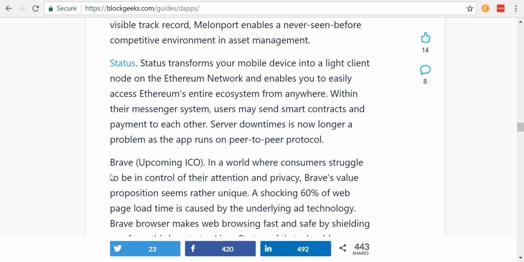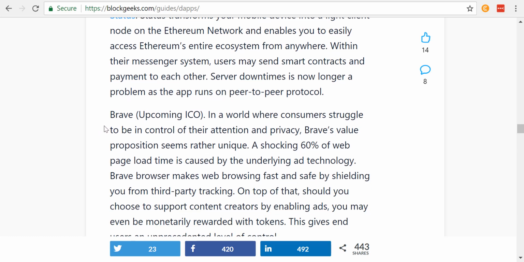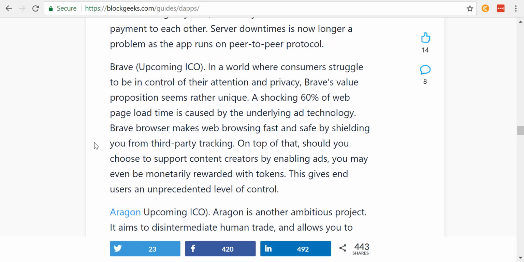Brave. By the way, this is an older article. Brave's already out. In a world where consumers struggle to be in control of their attention and privacy, Brave's value proposition seems rather unique. A shocking 60% of web page load time is caused by underlying ad technology. Brave browser makes web browsing fast and safe by shielding you from third-party tracking. On top of that, should you choose to support content creators by enabling ads, you may even be monetarily rewarded with tokens. This gives end users an unprecedented level of control.